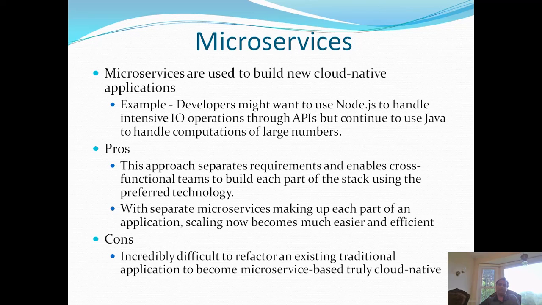What are the cons of this approach? It is incredibly difficult to refactor an existing traditional application to be truly microservices cloud native. All these are quite new, and people are thinking, what is the boundary of a monolith? How do you cut a monolith into different slices of microservices? That's an art rather than one kind of approach. So that comes with experience. So we are going to take one example.